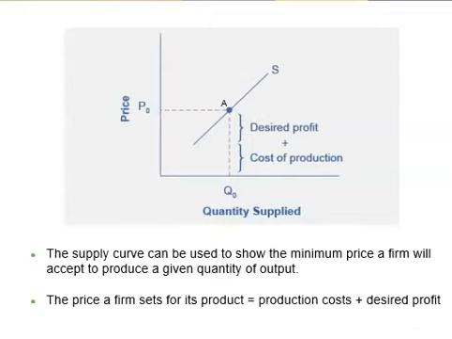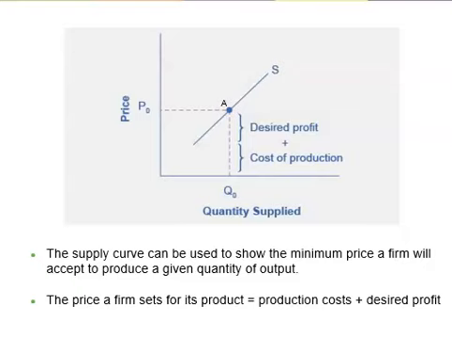The supply curve can be used to demonstrate the minimum price a firm will accept to produce a given quantity of output. This price is based on the cost of production and the firm's desired profit. For example, at point A on the supply curve, a firm is producing the quantity level Q0, and the minimum price this firm would sell that quantity for is P0. This price P0 includes the production cost of producing Q0 units and the desired profit from those units.